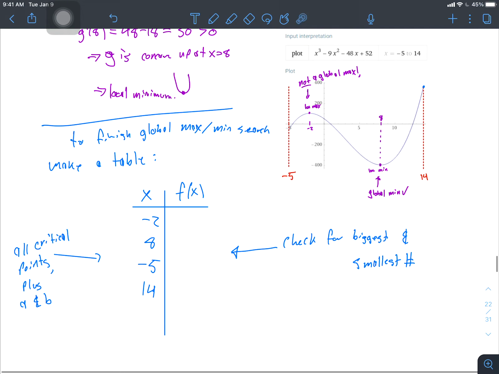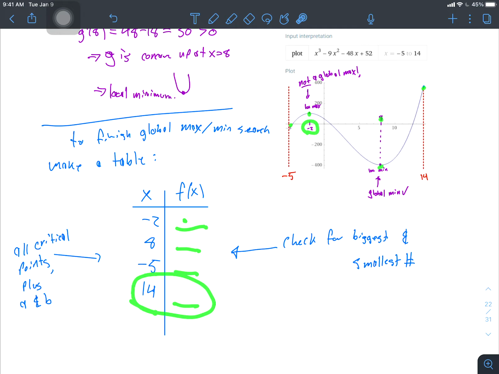Okay, so in this case, I'd take -2, plug it into the function, see what I get, and put it here. Then I'd take 8, plug it into the function, and put it here. I'd take -5, plug it into the function, and put it here, and I'd take 14, plug it into the function, and put it here. And I would say, aha, the one with the 14, that's the biggest number, so it's the global max. And for the 8, I'm going to get the smallest number, meaning the most negative in this particular circumstance. So that's the global min.